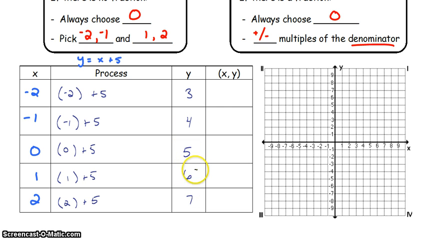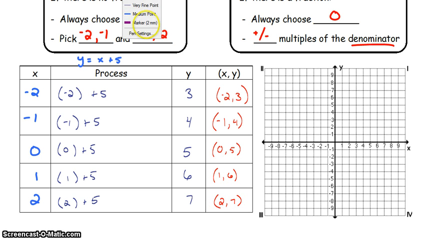5, 6, and 7, giving you ordered pairs of (-2, 3), (-1, 4), (0, 5), (1, 6), and (2, 7). Those are the points that you would plot. -2, +3, -1, +4, 0, +5, 1, +6, and 2, +7.